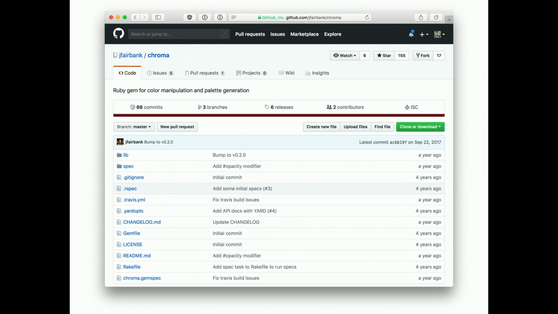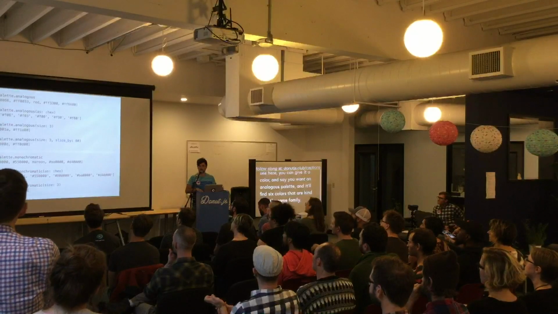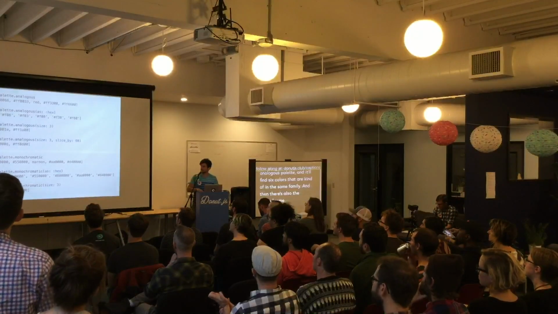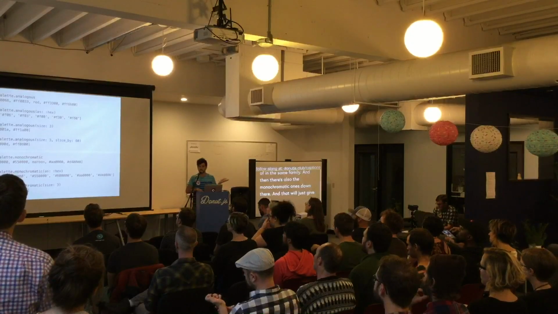The thing I was most excited about was the palettes. As you can see here, you can give it a color and say you want an analogous palette, and it'll find six colors that are in the same family. And then there's also the monochromatic ones down there, and that will just give you, from the color to black, in theory.